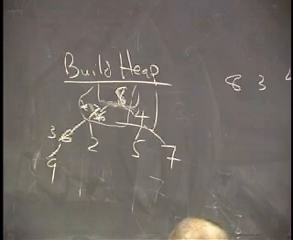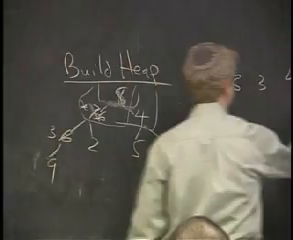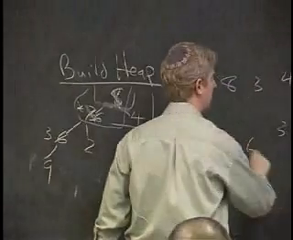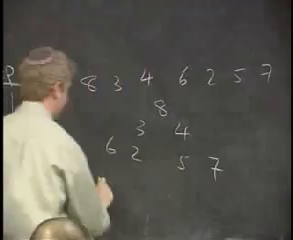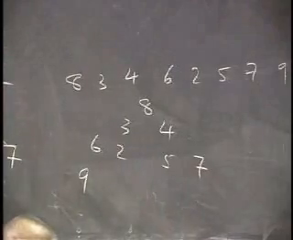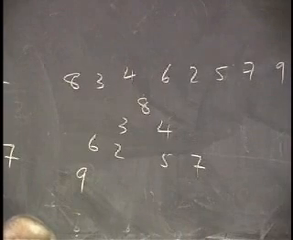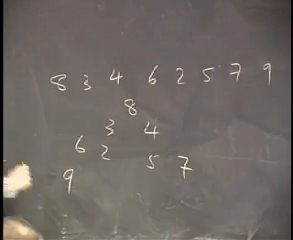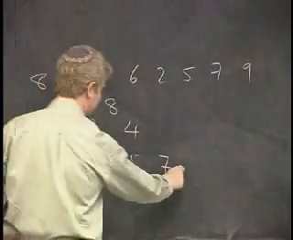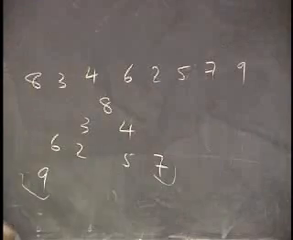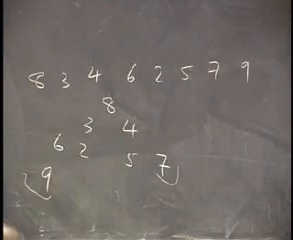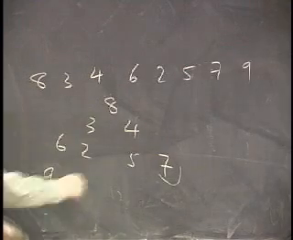Here's one way. The next way works like this. We'll start with the same list: 8, 3, 4, 6, 2, 5, 7, 9. And this way works from the bottom up. 9 is a heap all by itself. We'll include 7. 7's a heap all by itself. The leaves are heaps all by themselves.